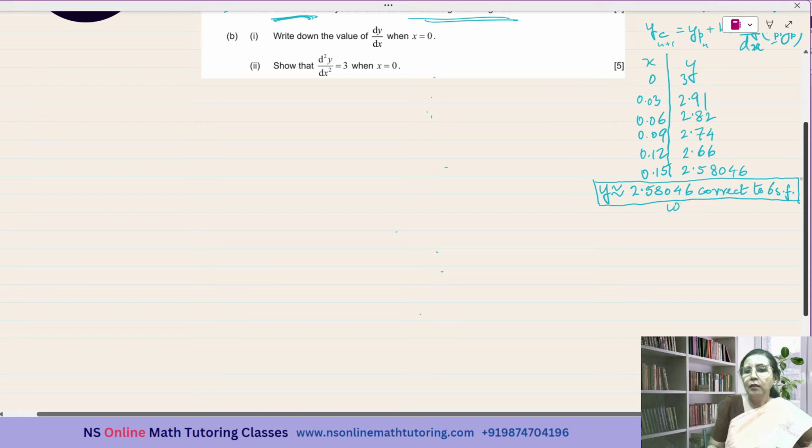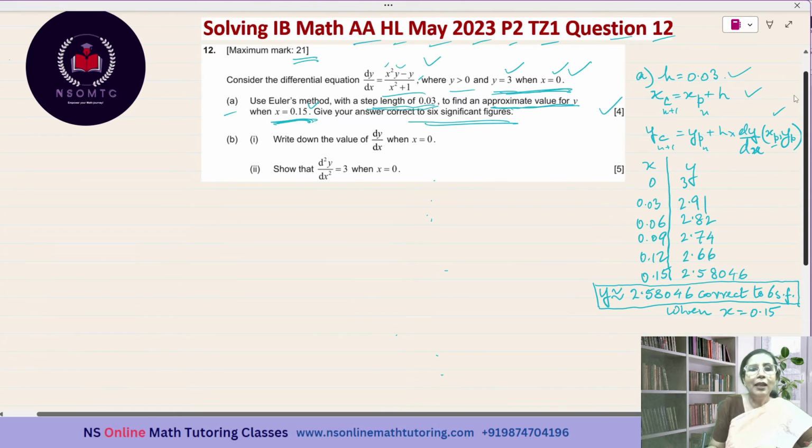When x equal to 0.15. Okay, so this is the answer for the subpart A. Coming to the subpart B, write down the value of dy by dx when x equal to 0.